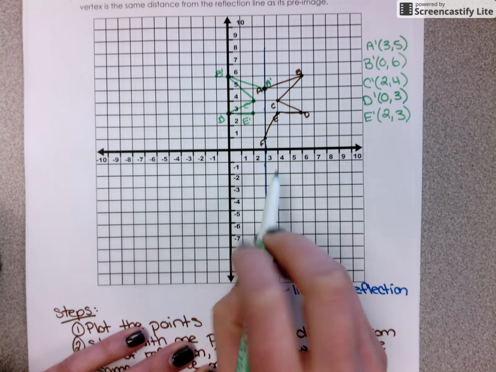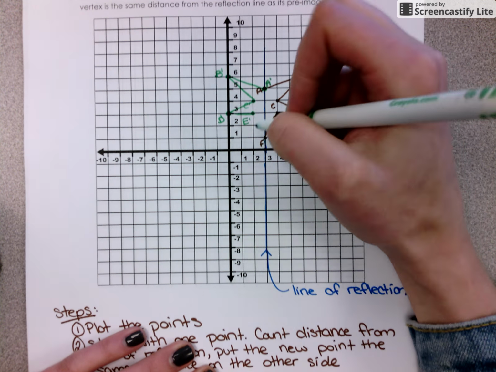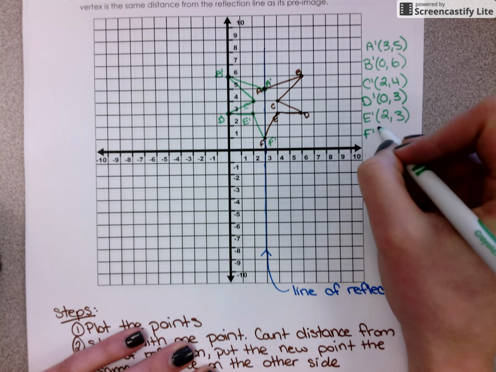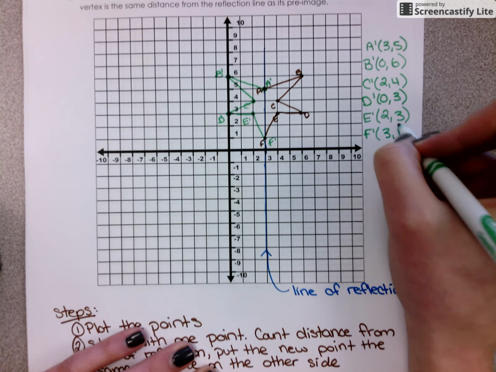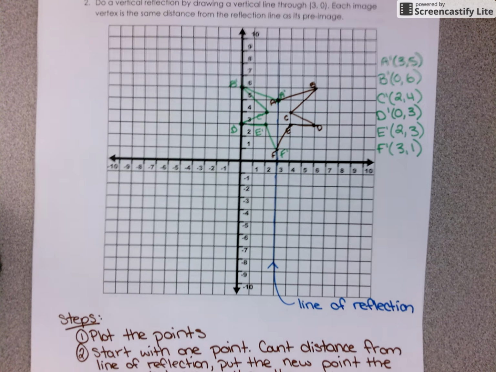And our last one would be F. F is right on our line of reflection, so do we need to change it? No, it would stay right there. So F prime would have the same coordinates as F, which are 3 and 1. Now we've got a funky little star there.